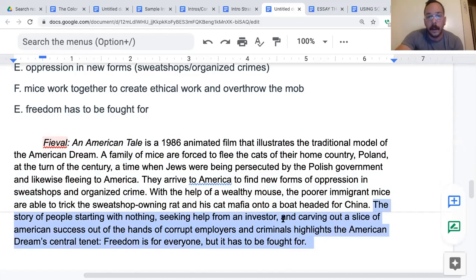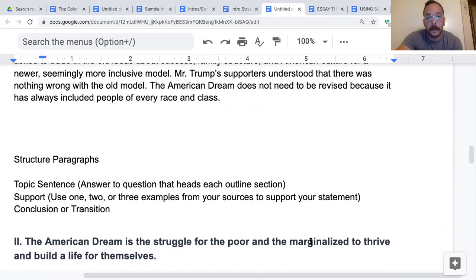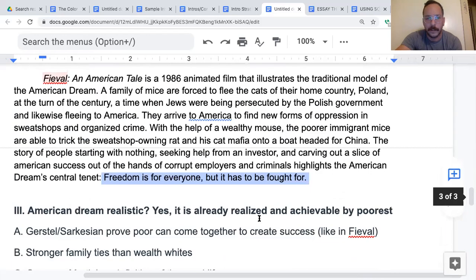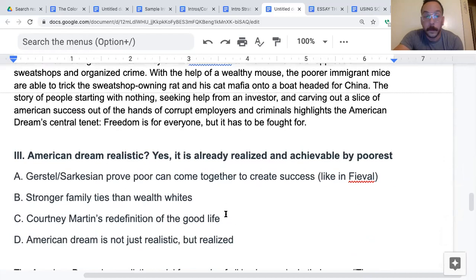right? Which supports directly my thesis, right? Freedom is for everyone, but it has to be fought for. Supports my thesis. Oh, I didn't include, oh. We'll talk about thesis later. Let's do that one more time.